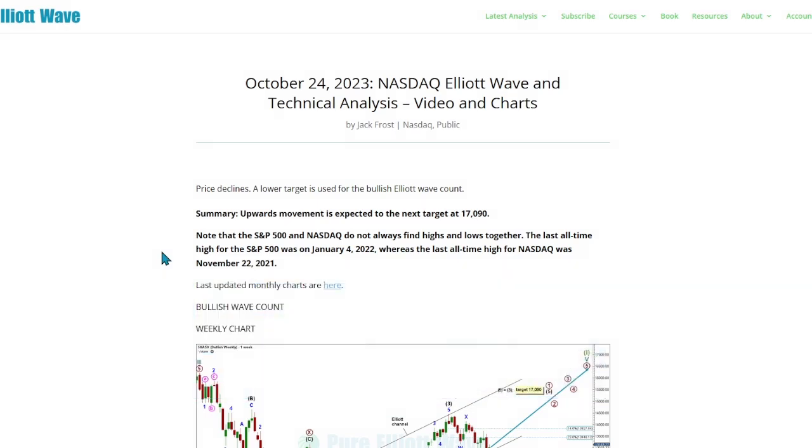Overall price has declined and a lower target is used for the bullish Elliott Wave count. Elliott Wave first, technical analysis last.